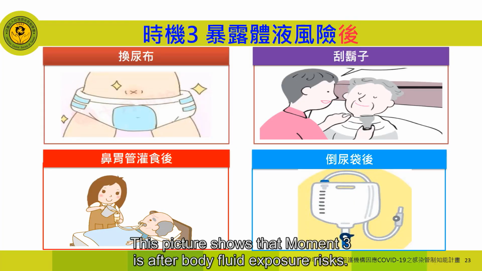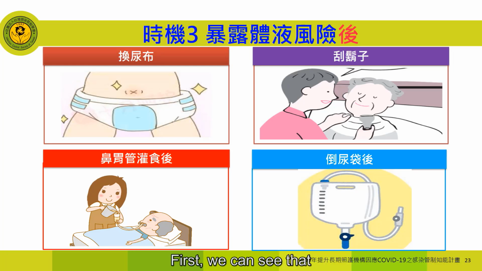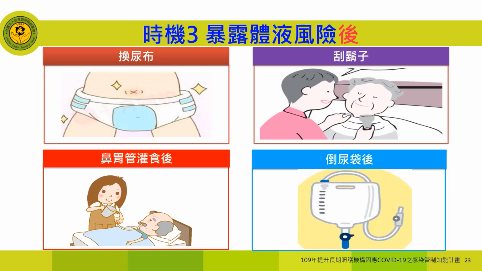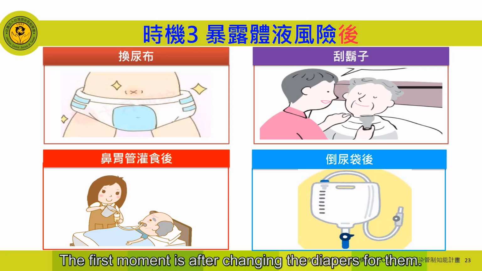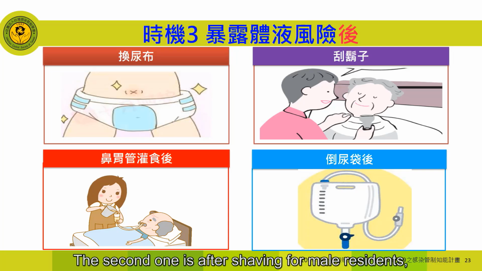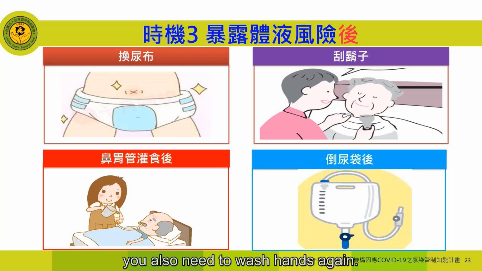This picture shows that moment 3 is after body fluid exposure risks. First, we can see that perhaps most of the residents use diapers. The first moment is after changing the diapers for them. You must wash your hands as they are dirty. The second one is after shaving for male residents. You also need to wash hands again.